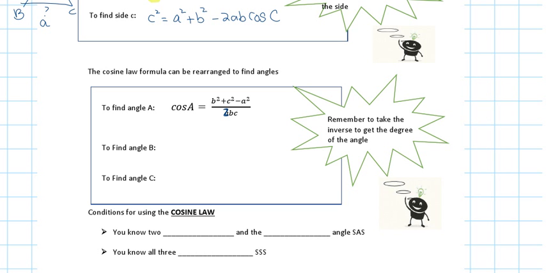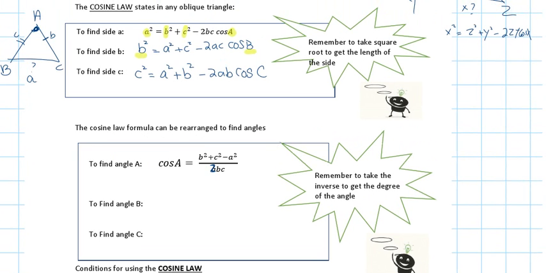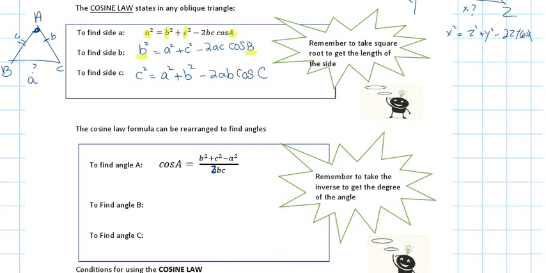Okay, so look at this. Cosine A equals B squared plus C squared minus A squared, divided by 2BC. This formula comes from right here, but I isolated for cos A. I moved these around to the other side to isolate for cos A. Do you guys want me to show you how to isolate, or since you're going to be given the formula, you're okay? Okay, let's isolate.